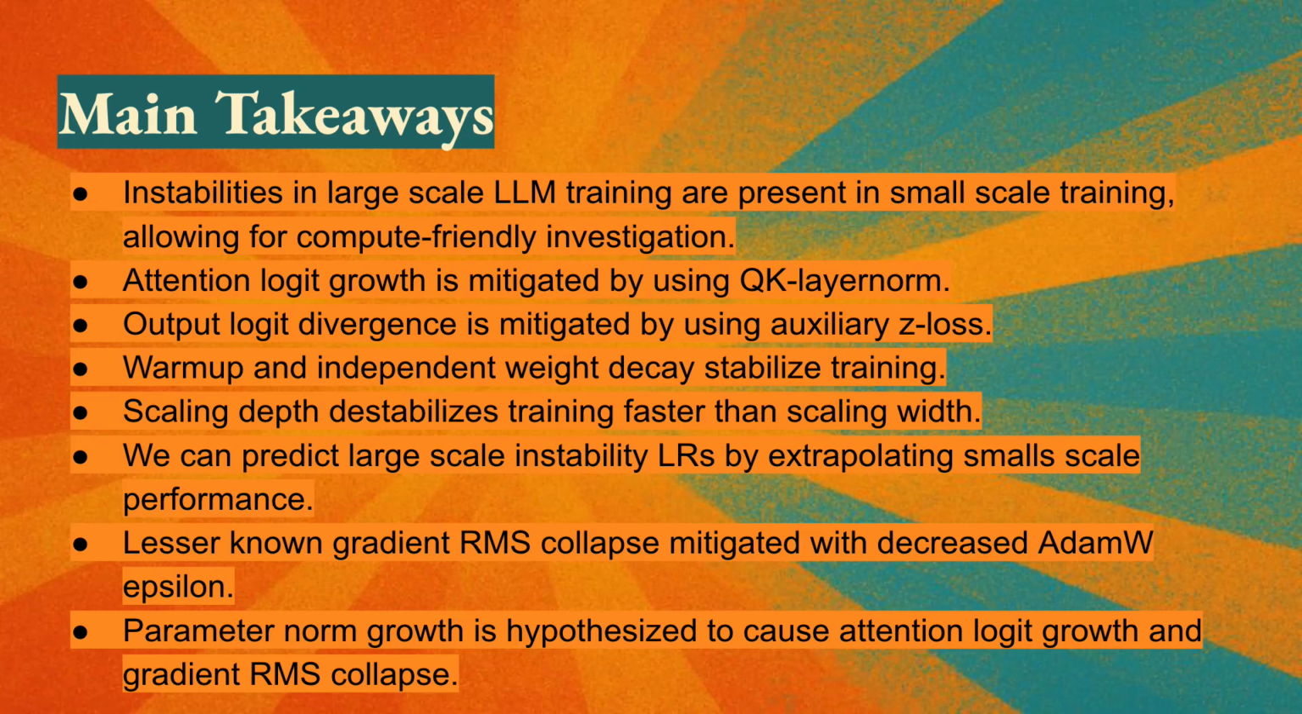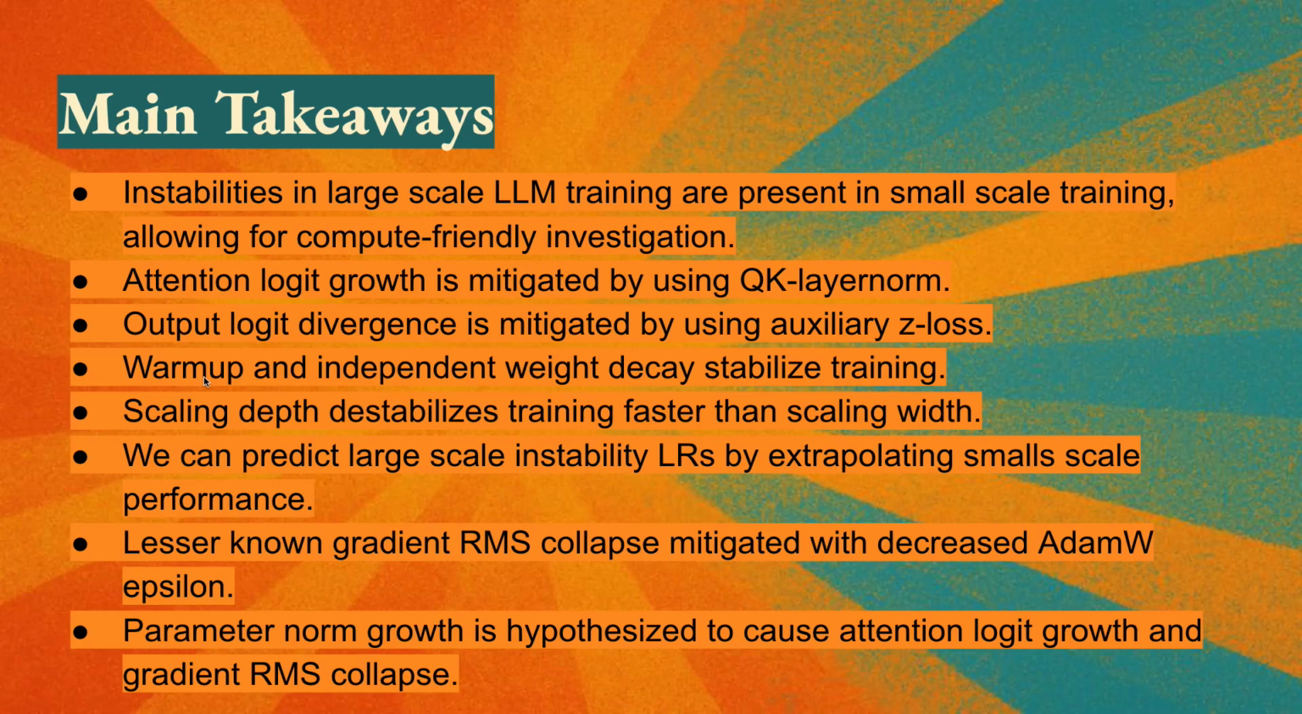So again, instabilities in large-scale model training are present in small-scale training. This allows for compute-friendly investigation, as we saw with the large amount of analyses that this paper provides. The attention logit growth instability is mitigated by using QK-layernorm. The output logit divergence is mitigated by using auxiliary z-loss. I'll skip down to the bottom here. Parameter norm growth is hypothesized to cause attention logit growth and gradient RMS collapse, as well as the output logit RMS, as we saw, because of the residual connections.